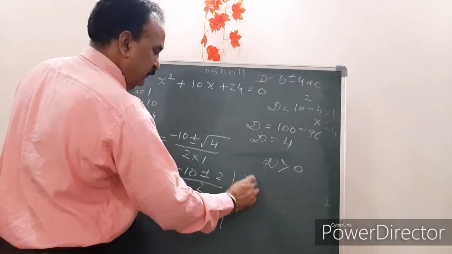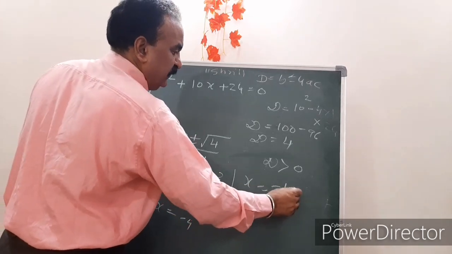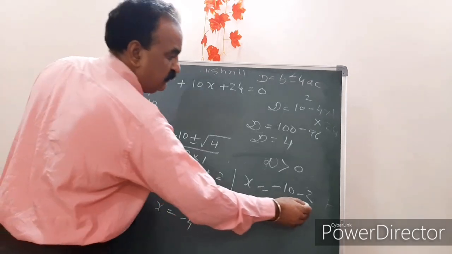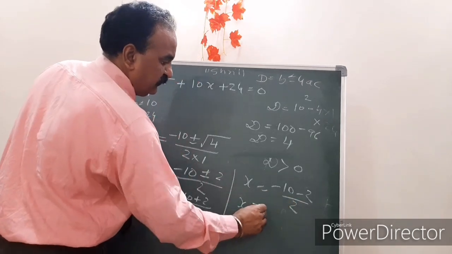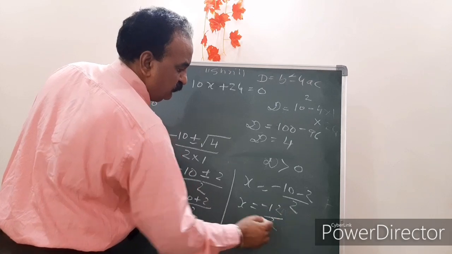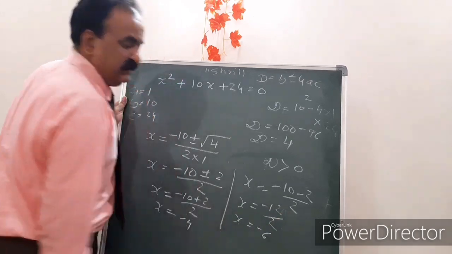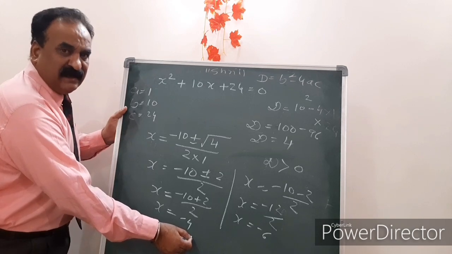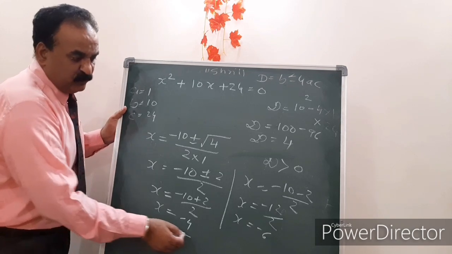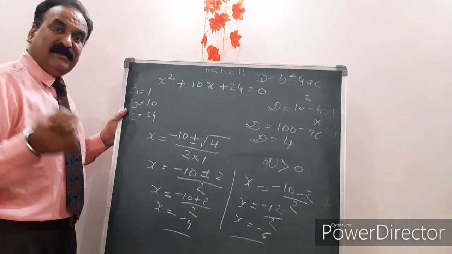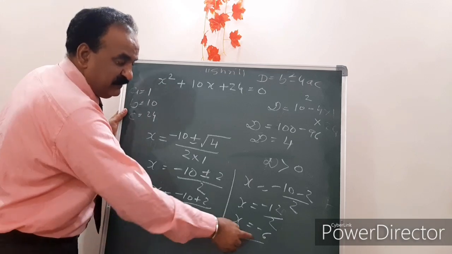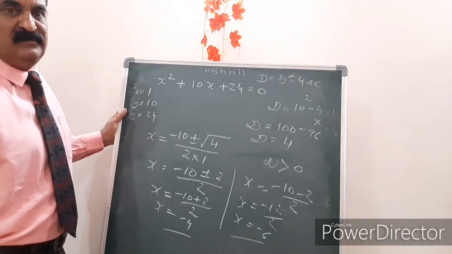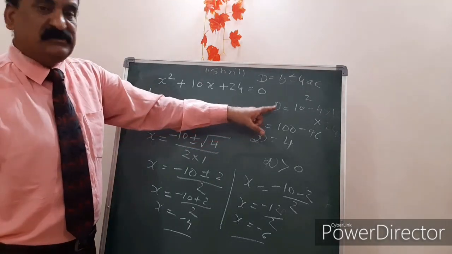And here x is equal to minus 10 minus 2 upon 2. So x is equal to minus 12 upon 2, so x is equal to minus 6. See, the roots, the solutions, the answers are minus 4 and minus 6. It means the roots are real numbers, but they are not equal, when D is greater than 0.